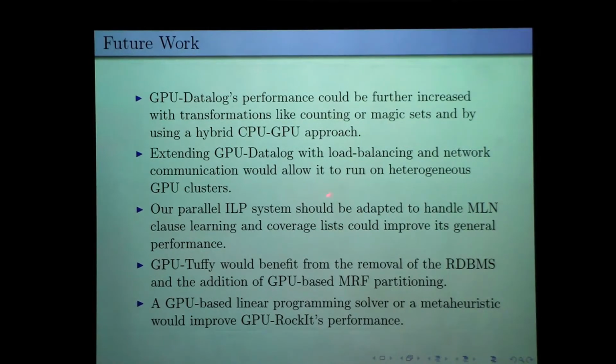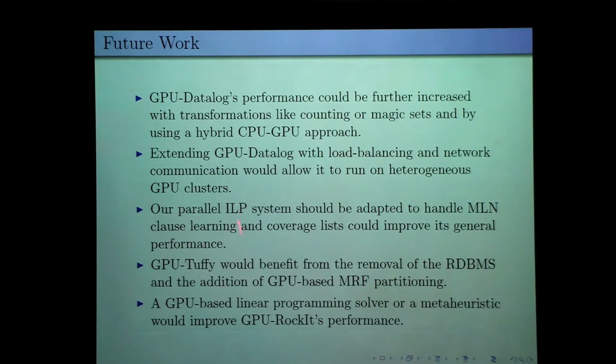It can also be extended with load balancing and network communication. The idea is that we could use a cluster of heterogeneous GPUs, that is a cluster that has GPUs, not the same kind of GPU, but of several different kinds, which would also be very nice for big data. Then our parallel ILP system has to handle MLN clause learning. And as I said, that can be done by changing the function from coverage to an MLN-specific function.